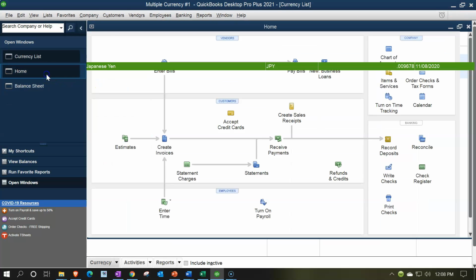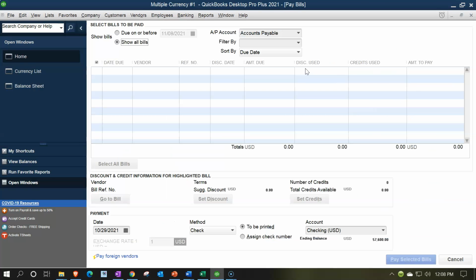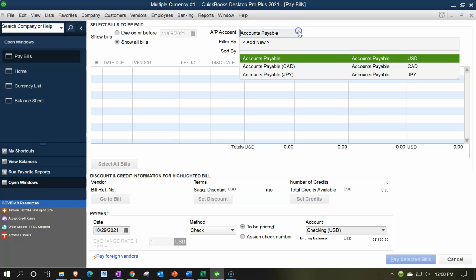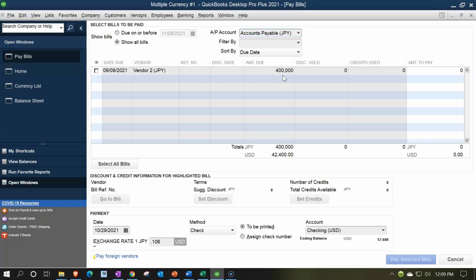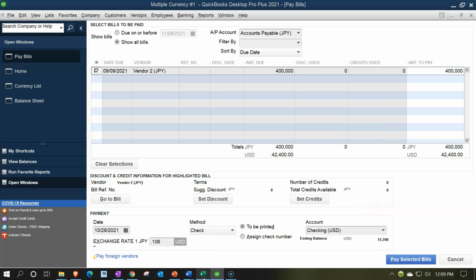Then we're going to go to the home page, and then let's go to the pay bills. So I'm going to go to pay bills, and I'm going to look for that bill that we want to pay. I want to go to the accounts payable for the Japanese yen. So we're going to the accounts payable for yen, focusing in on that account. We're going to check off the bill that we want to pay, which is going to be this item, 400,000 yen here, that we have to pay off, which is currently at the 42,400 in the US equivalents, given the 0.106 exchange rate that we just saw where it would be input. That looks correct according to our journal entries over here.